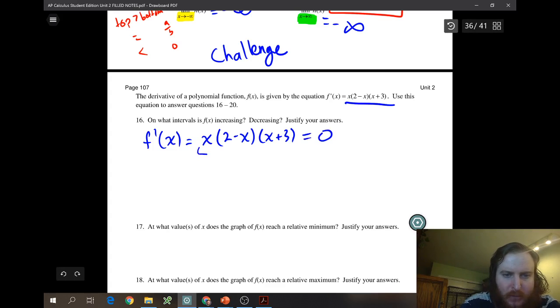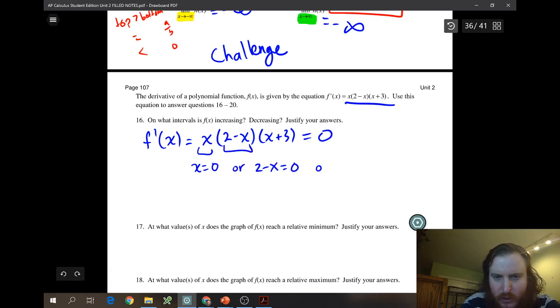So this part, x, could be 0, or this part, 2 minus x, could be 0, or this part, x plus 3, could be 0. Sometimes I'll put a little tab there. So this is x equals 0. This one's going to be x equals 2. And this one's going to be x equals negative 3.